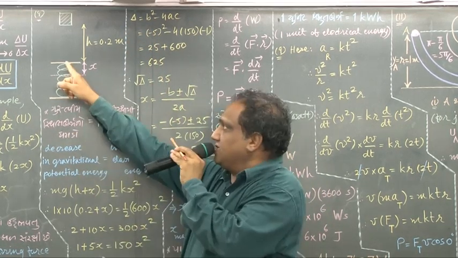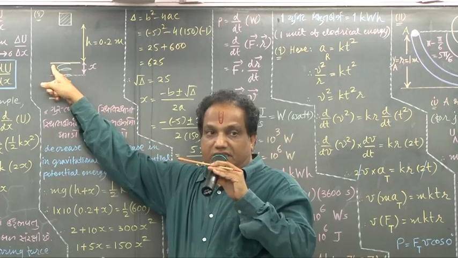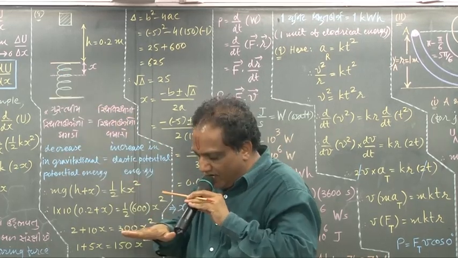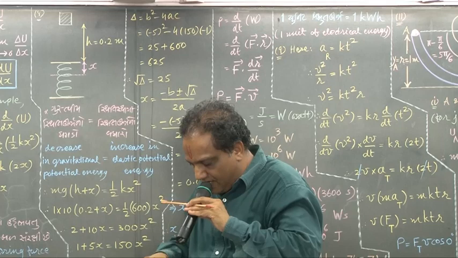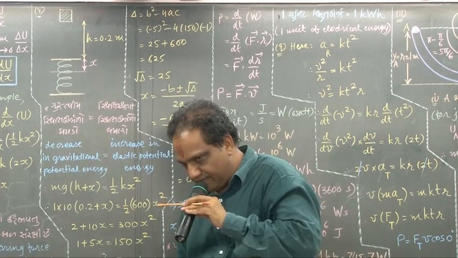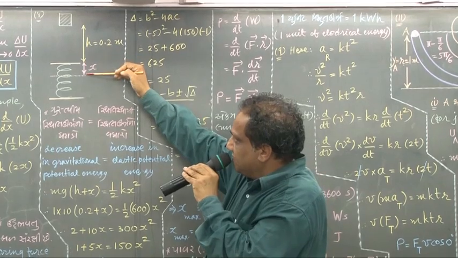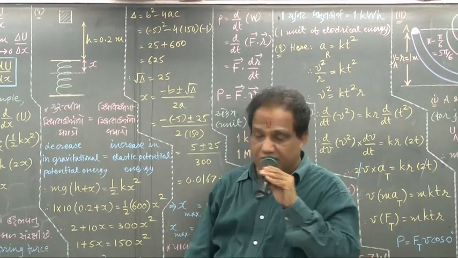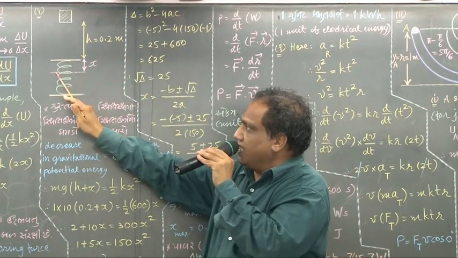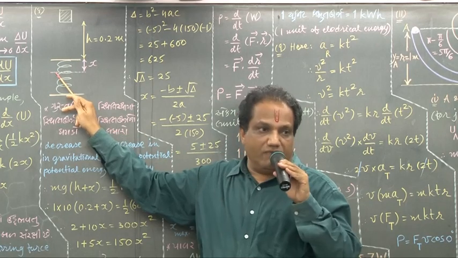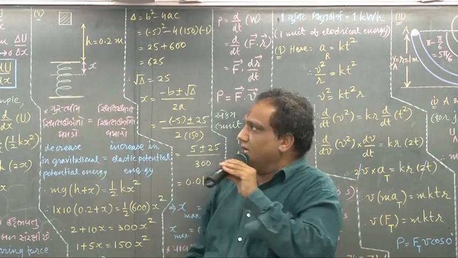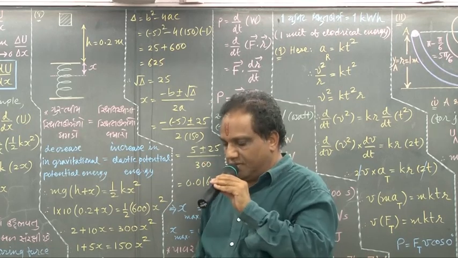And it will strike this spring. When it strikes the spring, what will happen? It will compress the elastic spring. Suppose maximum compression is this much. Then for a moment, this block will come to rest at this level. Till then, what has happened?